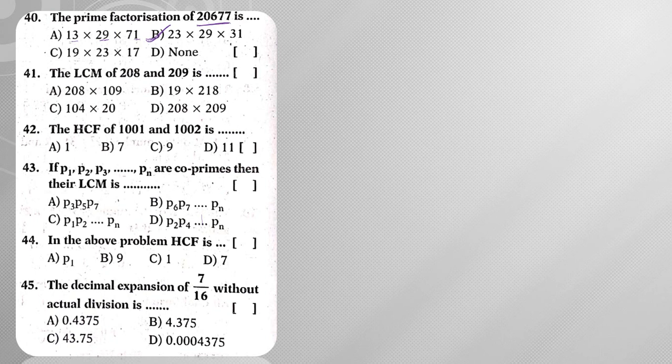Next, moving on to question number 41. Find out the LCM of 208 and 209. If you observe these two numbers, they are consecutive numbers, right? If two numbers are consecutive, they are relatively prime. Already we have discussed, they are relatively primes or co-primes. Whenever you have co-primes, their HCF will be 1 and the LCM will be the product of the numbers, right? So don't get panicked by looking at these big numbers.